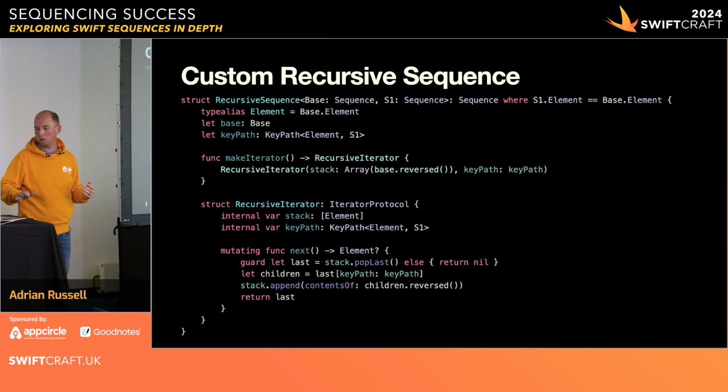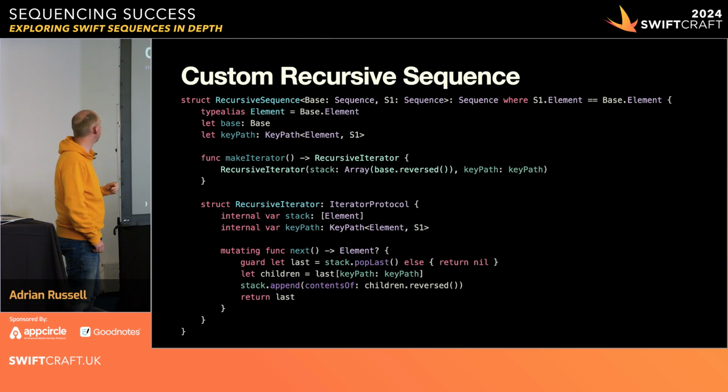So let's have a look at the base level of what the entirety of the code to do that is. So we're defining a sequence called recursive sequence. It's got two generic types for base and S1.